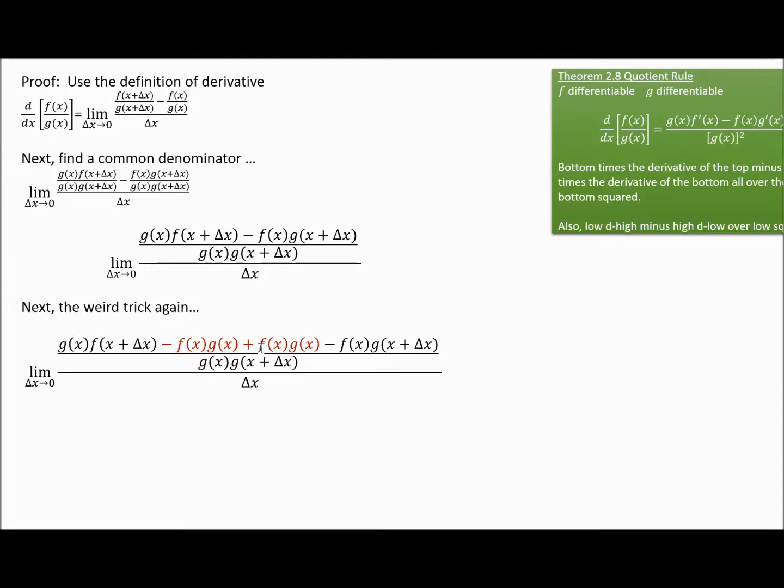Now, what do you think I should do next? Maybe we should try to split this up? Or wait a minute, I still have a complex fraction, don't I? Do we need to do something with that?